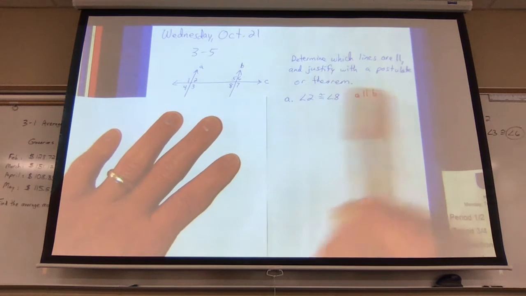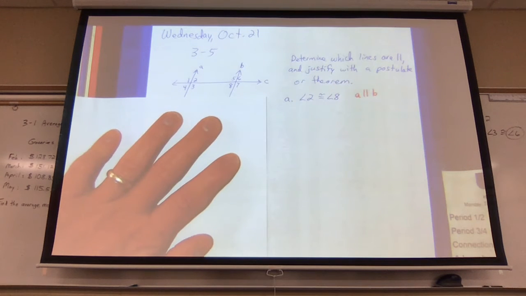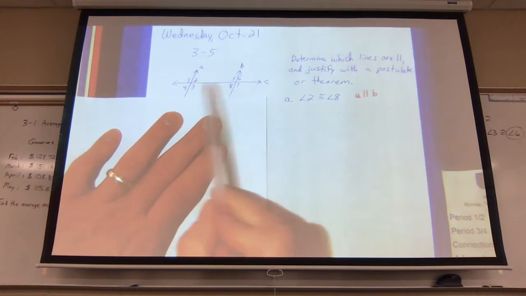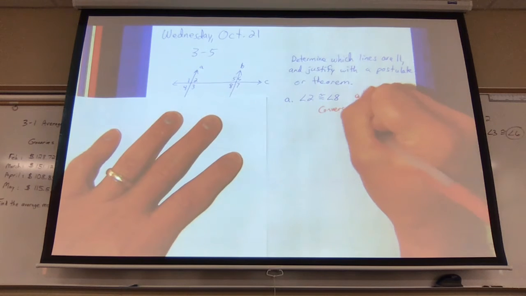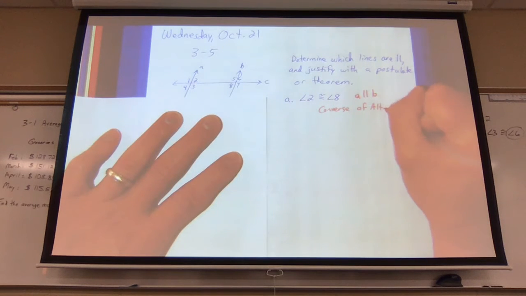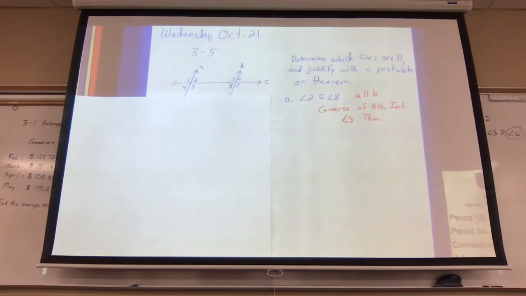And then we have to justify with a postulate or theorem, just like you did the other day. The postulate or theorem is usually going to match up to the type of angles we're working with. We said 2 and 8 were alternate interior angles. So this is actually the converse of the alternate interior angles theorem. If you happen to just say alternate interior angles theorem, I would understand what you're talking about, and I would count that as okay. The main thing is that you understand which type of angles we're working with. So if you just said alternate interior angles theorem, I would be okay with that.